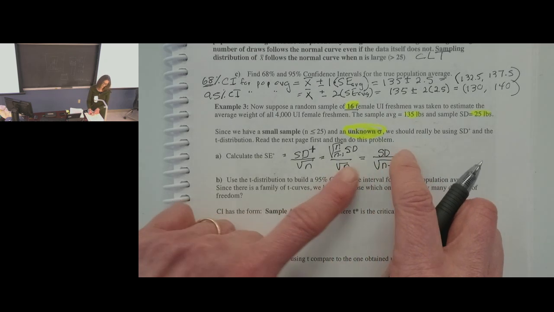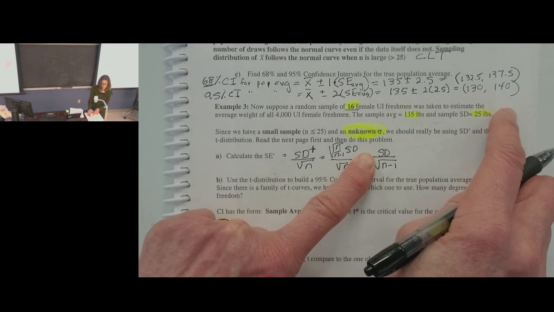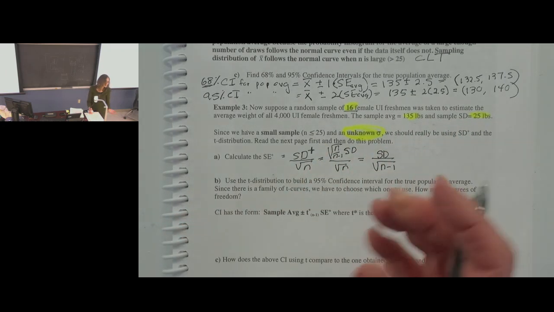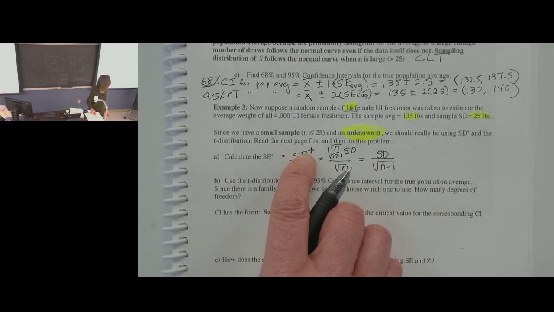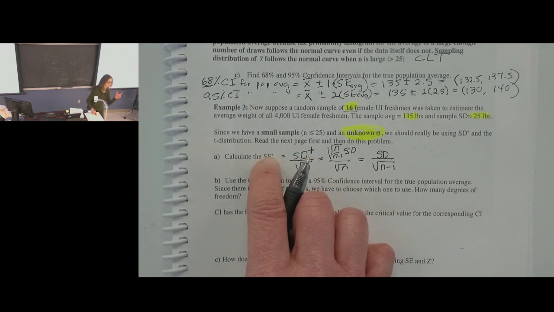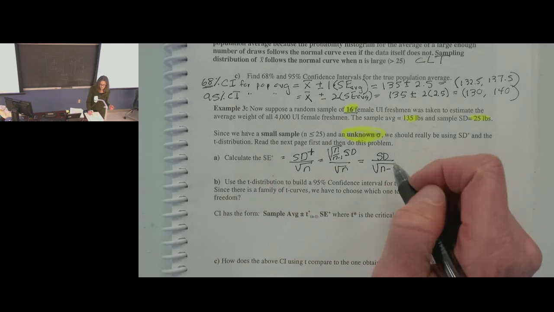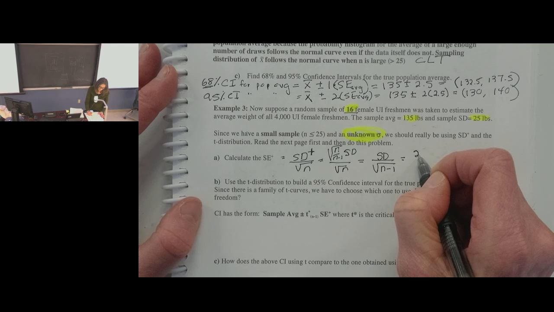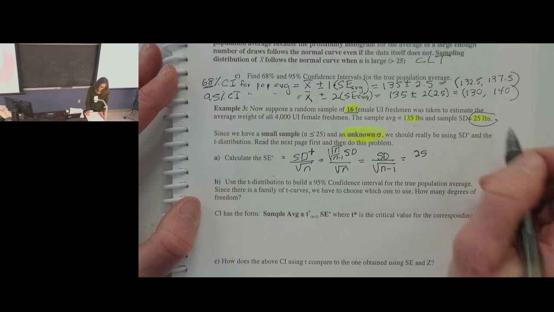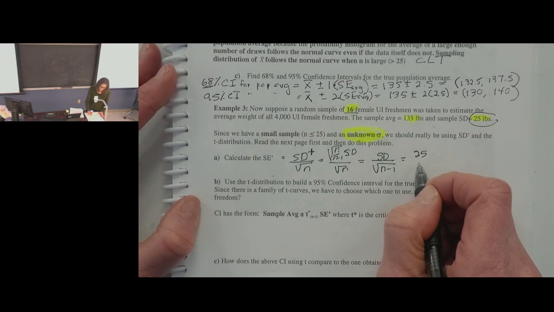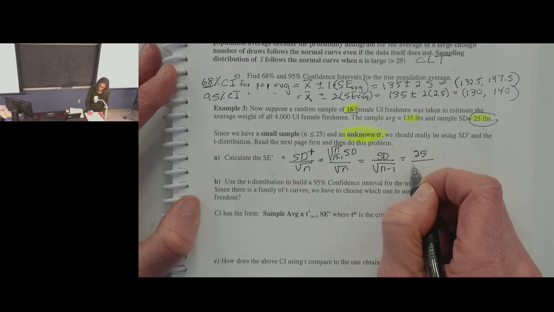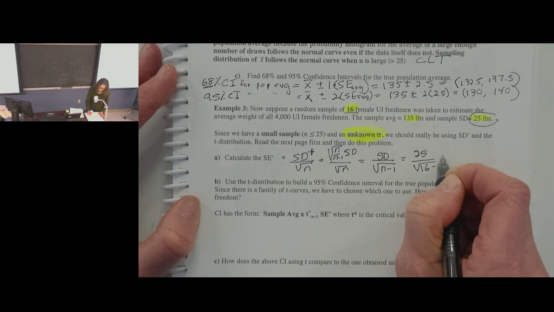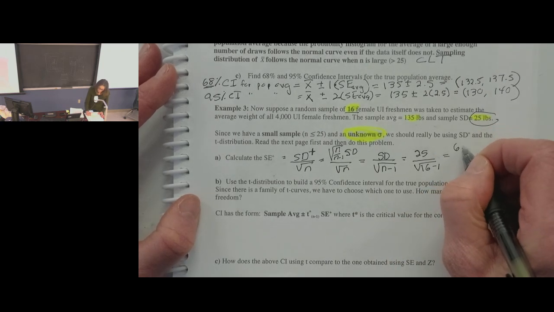But if you are given this SD, like I'm giving you, then you'll divide by the square root of n minus 1. It ends up the same thing. You're making this a little bigger, which is why I'm putting that little plus there to remind you of what you're doing. So this is 25. Why 25? That's that, over the square root of 16 minus 1. And I got 6.45.